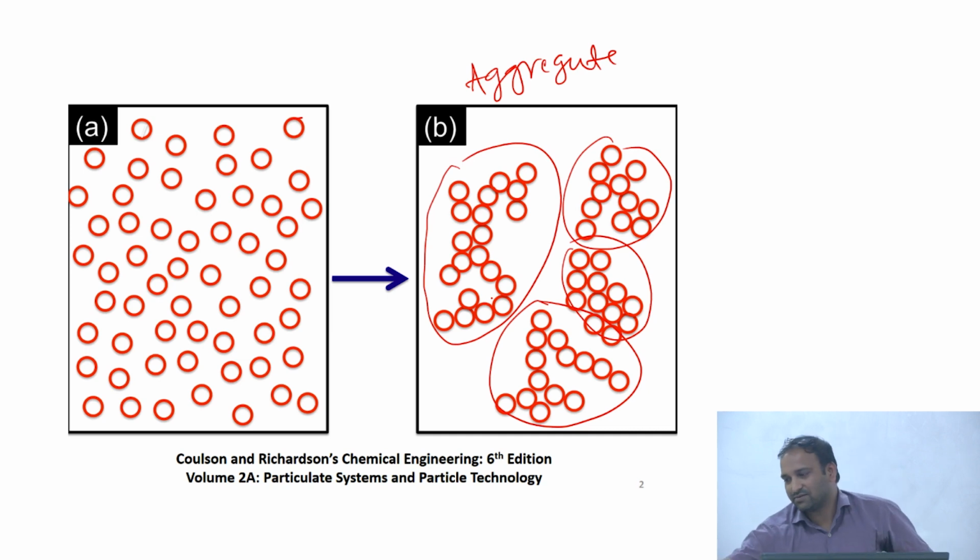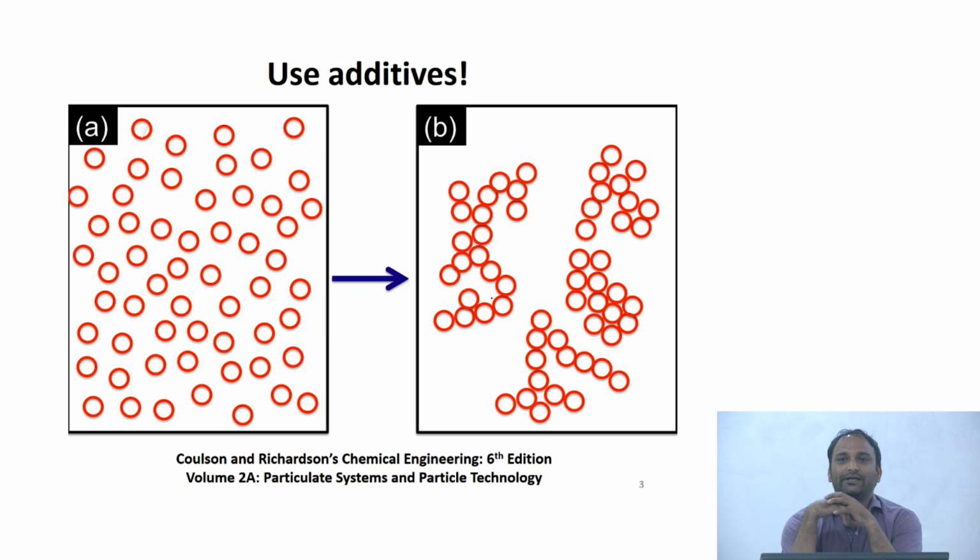Any thoughts? Should I pick some names? How about Saurabh? Is Saurabh here? Yes, Saurabh. All of you have, I'm sure, looked at this. So basically use additives, right?